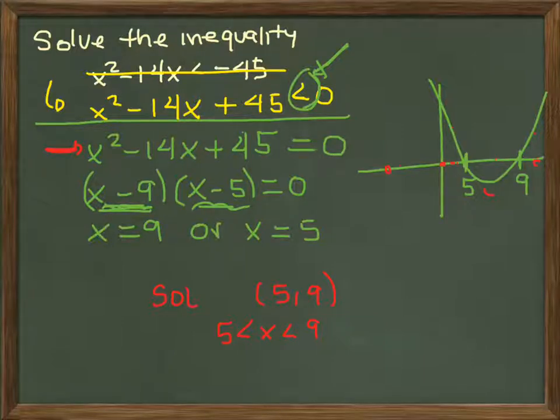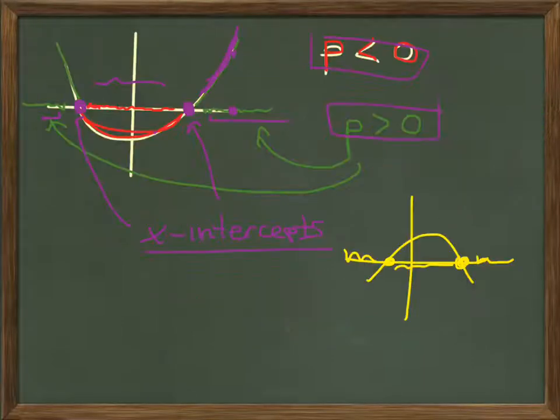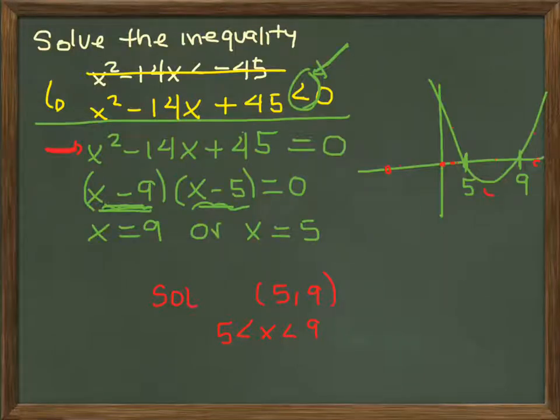In the next section or chapter, we're going to deal with the same idea with a polynomial, which is going to be something like this. And the idea is going to be very similar, and there you might need to do some test points, depending how comfortable you are with the graphs. It's the same idea. You're going to find the x-intercepts and then decide between the values, is it above or below the x-axis. Okay? So I hope this makes sense. And that's what the idea is about solving these quadratic inequalities.